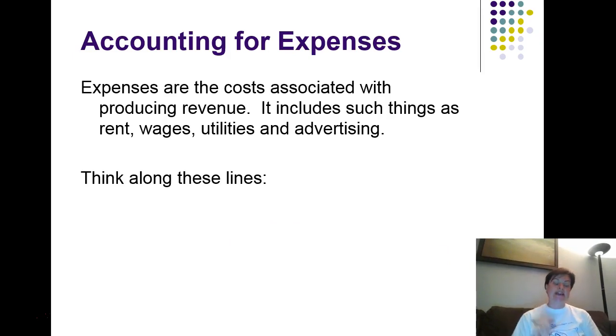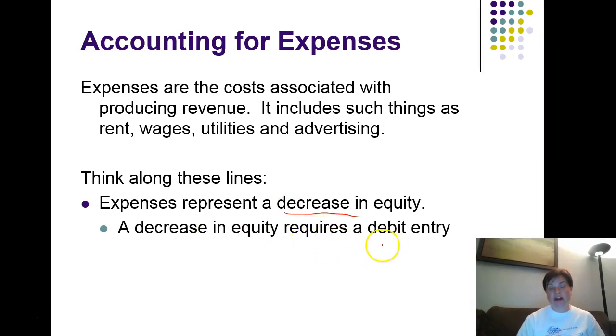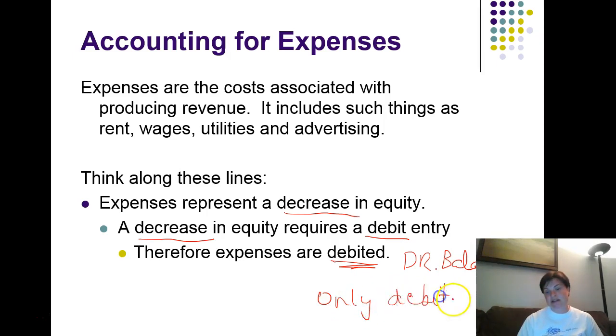Now let's look at expenses. Expenses are the costs associated with producing revenue. These are the things that we spend money on that actually reduce our owner's equity. These include things like, as we said, rent, wages, utilities, and advertising. So I want you to think about this along these lines. Expenses represent a decrease in equity, and we know that a decrease in equity requires a debit entry to capital. Therefore, expenses always have a debit balance, and they always have only debit entries in their T accounts.